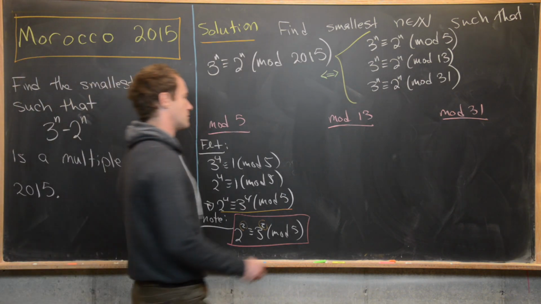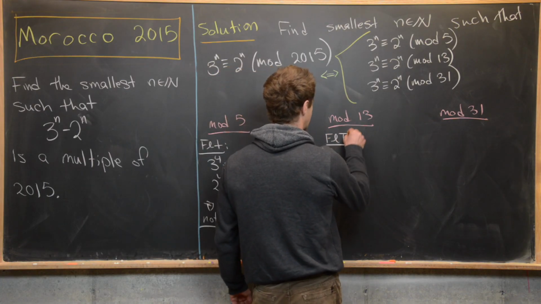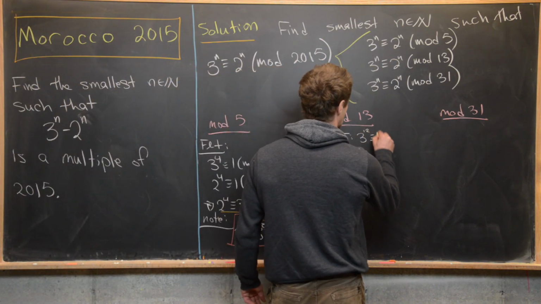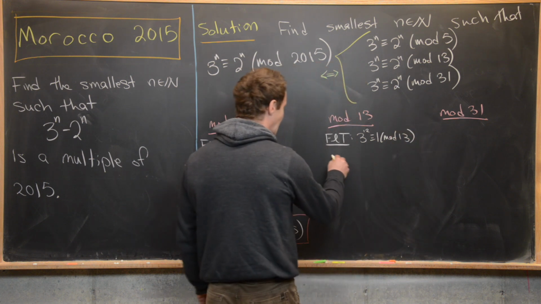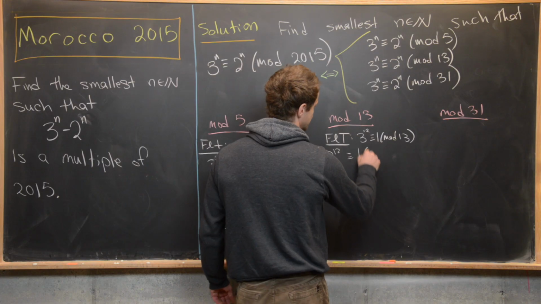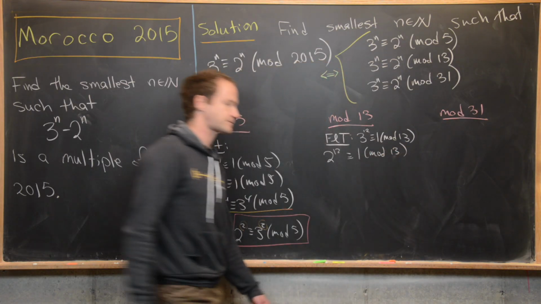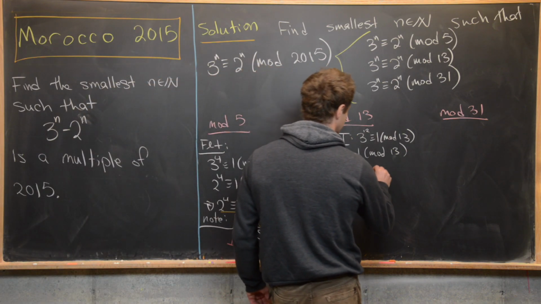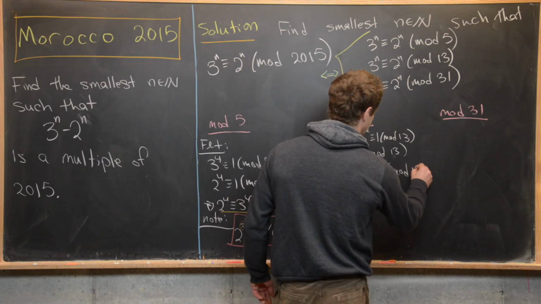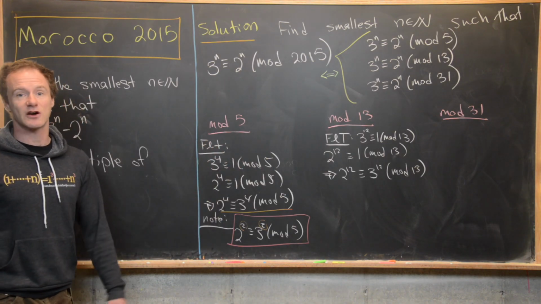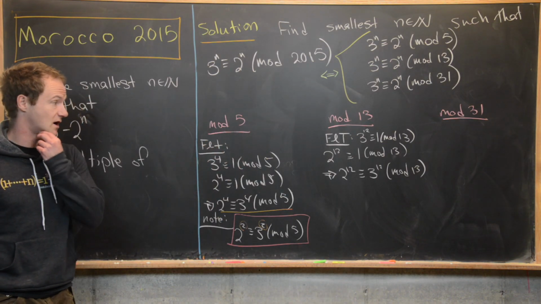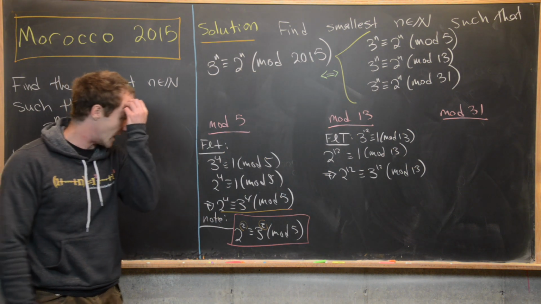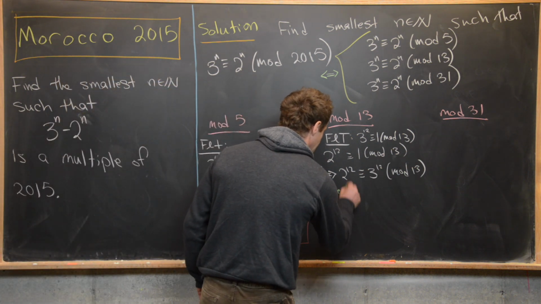Now let's go ahead and work mod 13. So again, we're going to start with Fermat's little theorem, which will say that 3 to the 12 is congruent to 1 mod 13. And 2 to the 12 is congruent to 1 mod 13. Great. But that tells us that 2 to the 12 is congruent to 3 to the 12 mod 13. But that's not necessarily the smallest number that allows for this congruence. We could also have solutions that are divisors of 12.